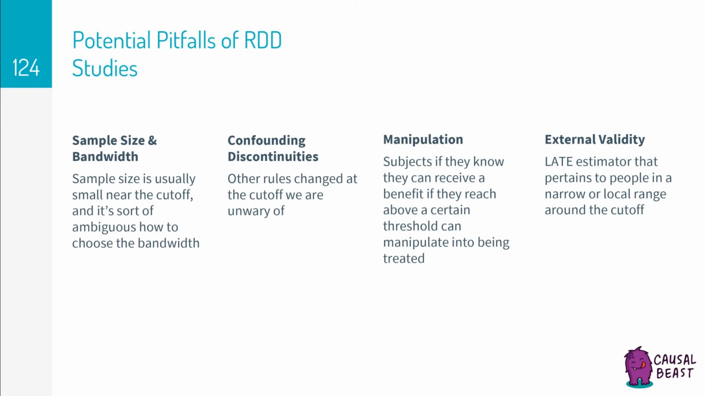The third problem is that regression discontinuity designs can be invalidated if people manipulate the treatment assignment. As long as subjects can't manipulate which side of the threshold they end up on, we can treat the assignment as random. However, if students know that they can receive a benefit if they reach above a certain threshold, they can effectively choose their way into the treatment.